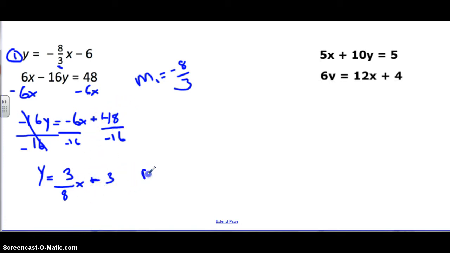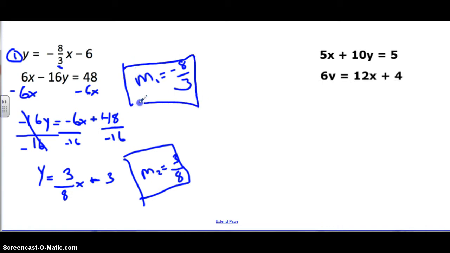Now let's take a look at the slope of this second one. The slope is 3/8. Let's compare the two of these. I've got one that's -8/3 and two that's +3/8. Are they negative reciprocals? Yep, that also makes it perpendicular. Perpendicular. Boom.